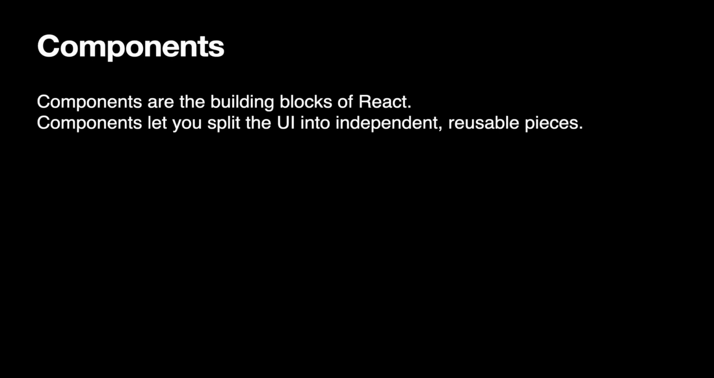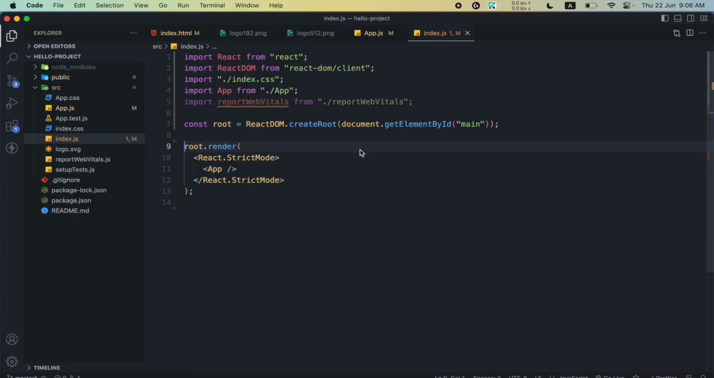So components are basically the building blocks of React, and components let us split the UI into independent and reusable pieces. There are two types of component in React: class components and function components. In this series, when we talk about components, we will understand function components. Let's create a component.